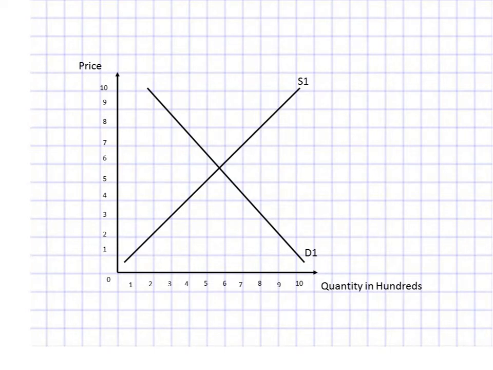Okay, so I've got this graph here to kind of look at shifts in supply and demand and what happens. So we'll start with demand first. You'll see D1 is my original demand curve. So if I draw another line here, and we call this D2. So now we've had a shift in demand. So the question is, what happens?